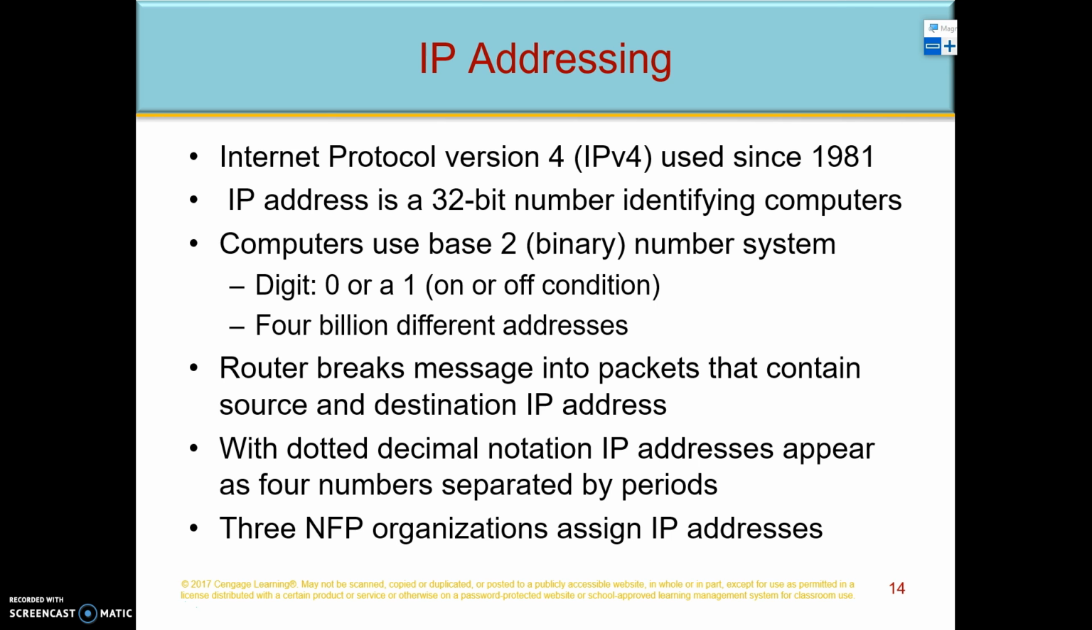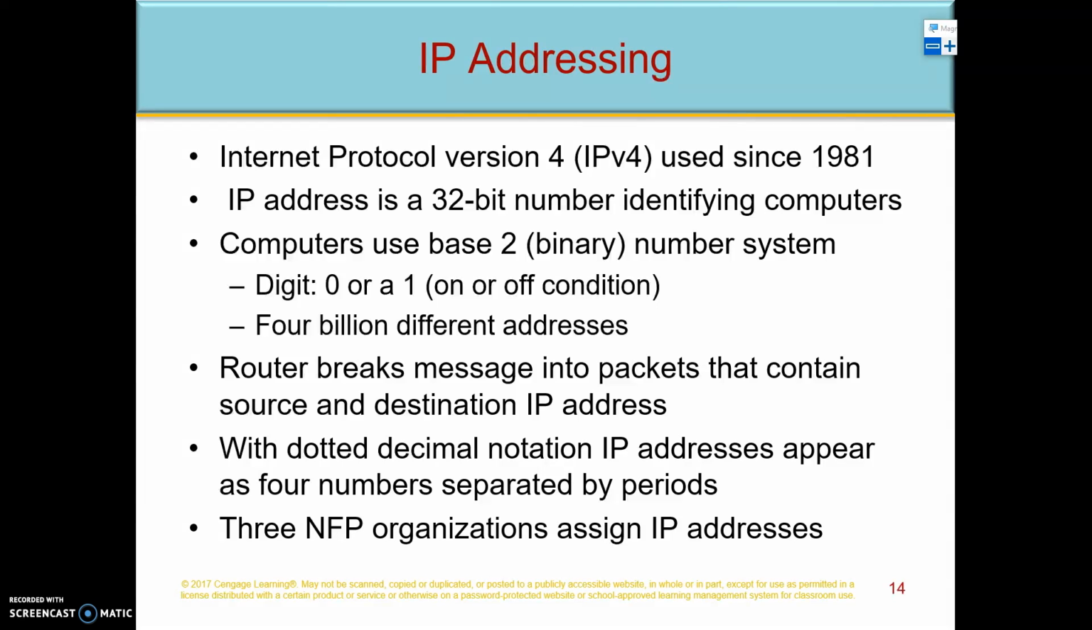Currently, we use IP version 4, and there's also IP version 6 out. Version 6 was developed because we started running out of IPv4 addresses. An IPv4 address is a 32-bit number that identifies computers. And computers use the binary number system, which is base 2, so it uses either a 0 or a 1, instead of the system that we're used to, which is base 10.